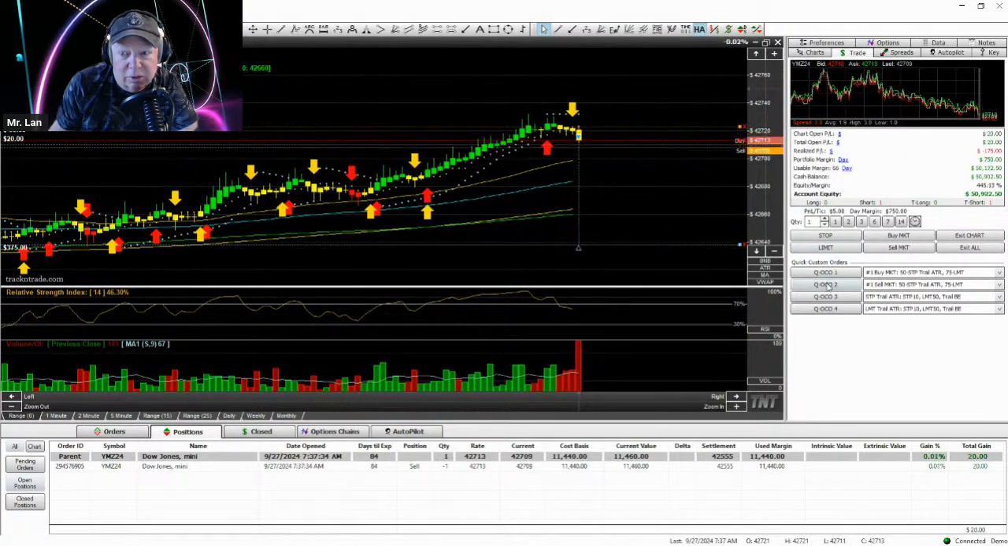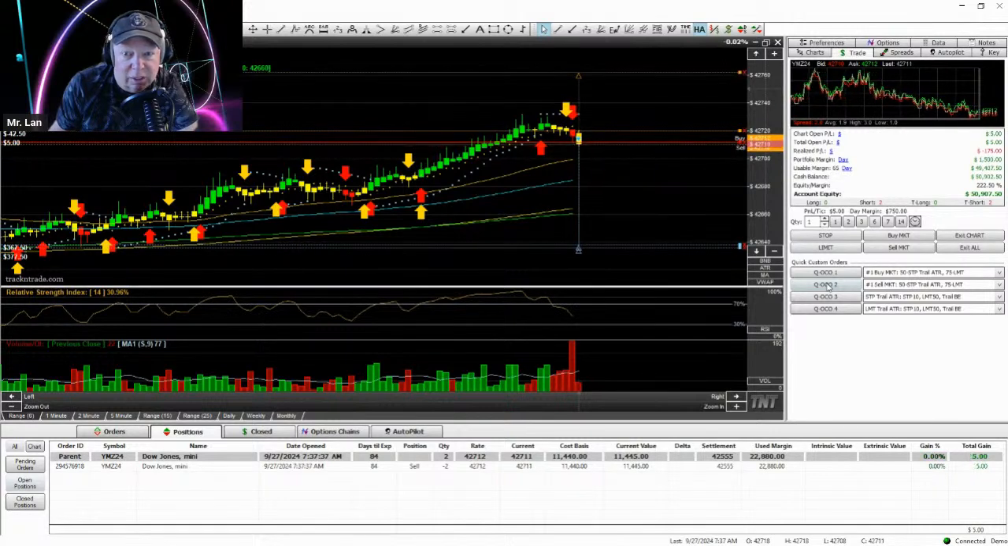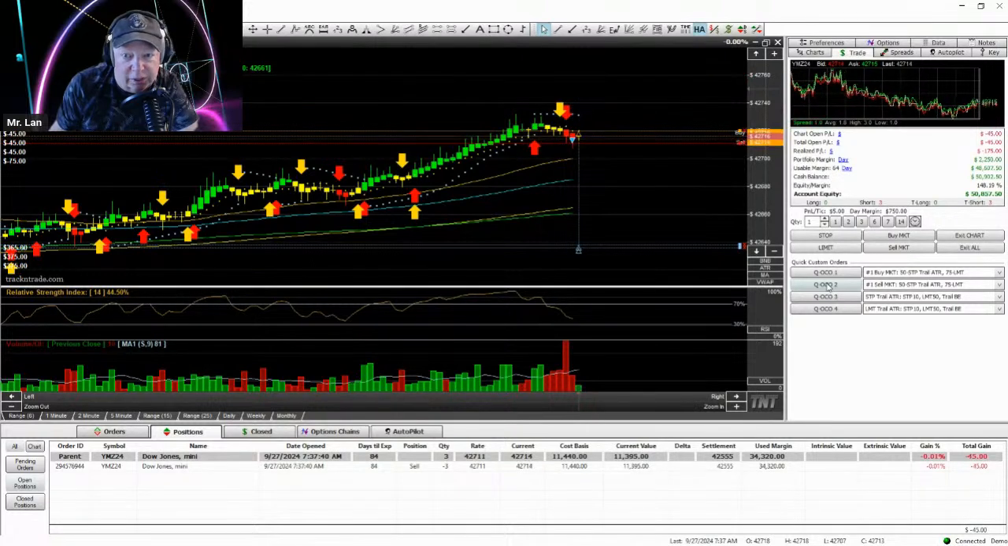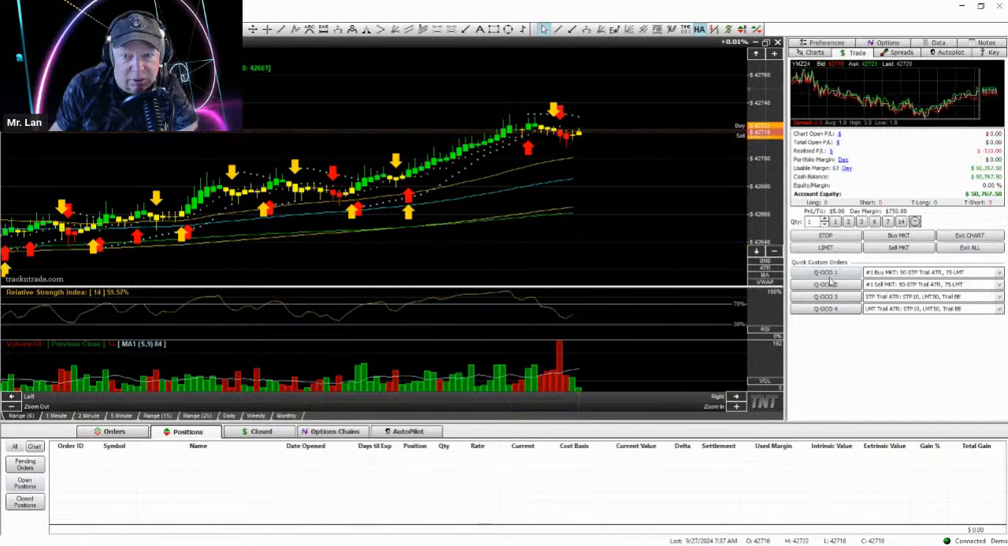If that one wants to rebound. Markets fall faster than they rise. Usually. Nope, not on this one. Not going to do it, Lan. Not going to let you make any money today.